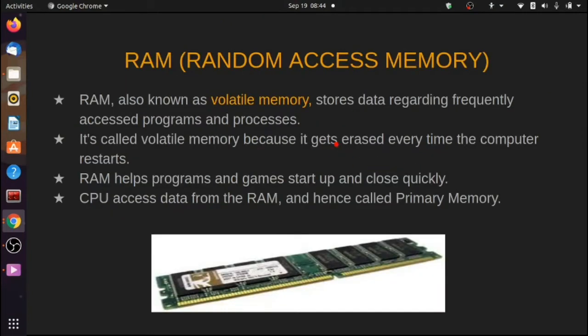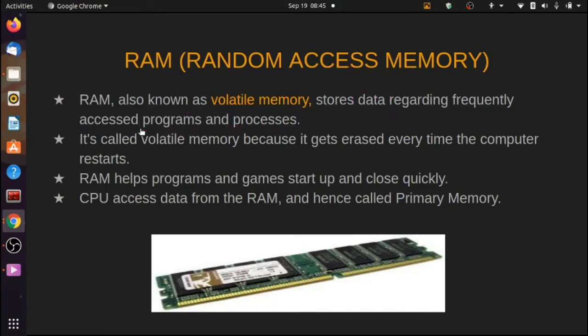Let us now discuss random access memory, which is also known as a volatile memory. And what is it used for? This memory is used to store data. Data about what? The data about frequently accessed programs and processes.